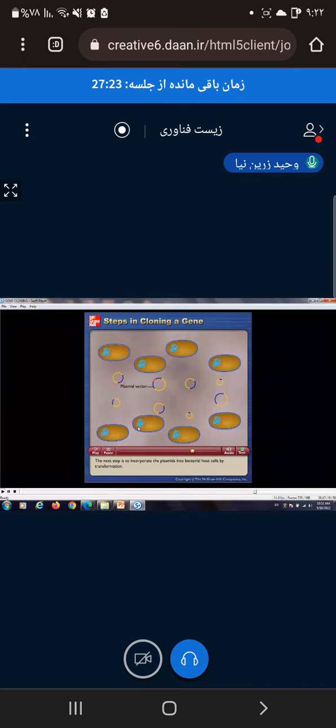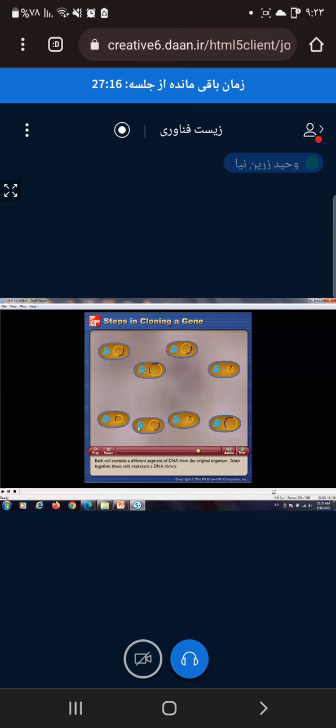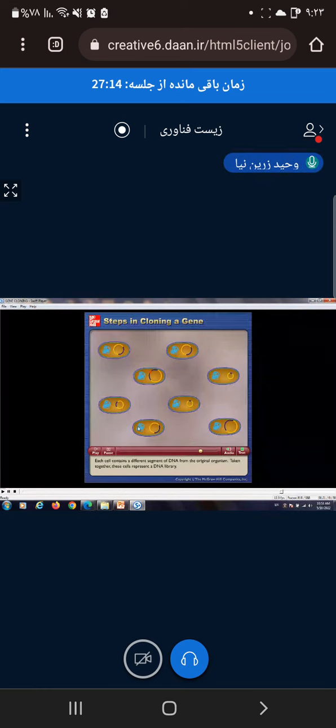The next step is to incorporate the plasmids into bacterial host cells by transformation. Each cell contains a different segment of DNA from the original organism. Taken together, these cells represent a DNA library. The cells can now be placed in agar medium. The colony of cells containing the desired cloned gene can then be identified and isolated.